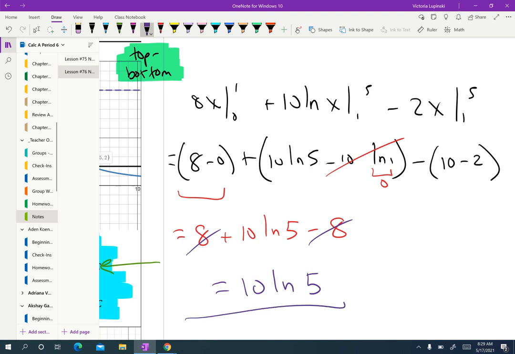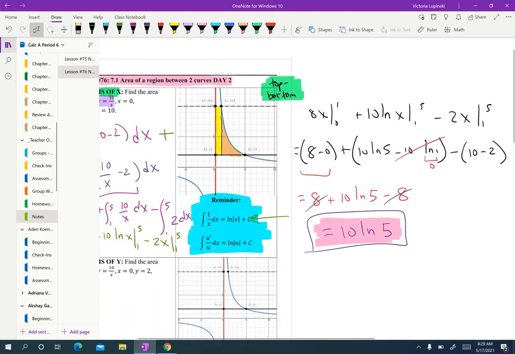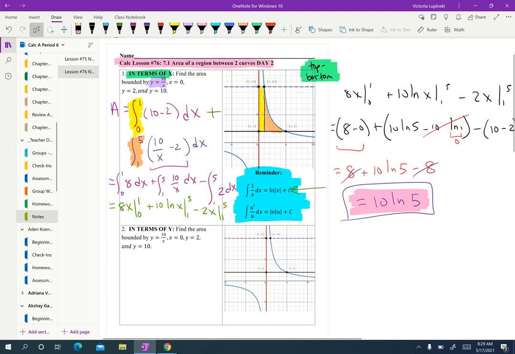You are more than welcome to leave that as your final answer. You could find the decimal equivalent if you wanted to, but no need to. So 10 ln of 5 turns out to be the final area of that region. So again, let me bring it back here just so we can see the entire thing. Remember, you're doing top minus bottom whenever you're doing it in terms of x. You're going to integrate each part separately. You're going to evaluate it using the fundamental theorem of calculus. And for your final answer, you're going to get a fair amount of ln's anytime there's a rational function involved, which is perfectly acceptable. So how is it going to change for today?